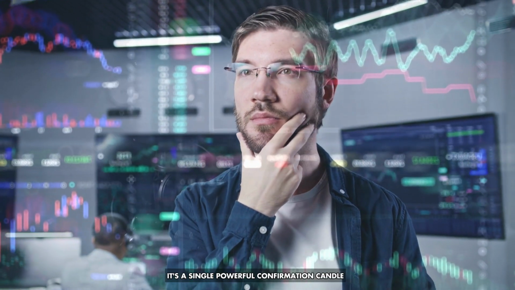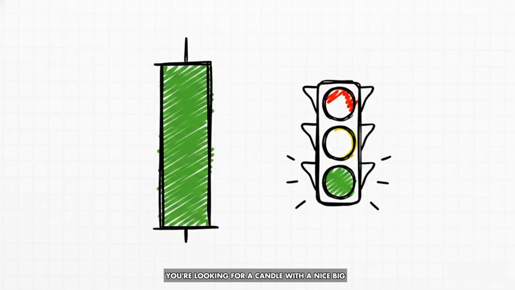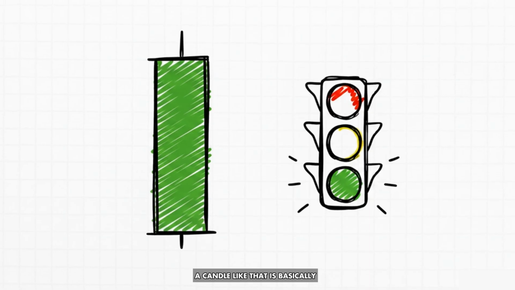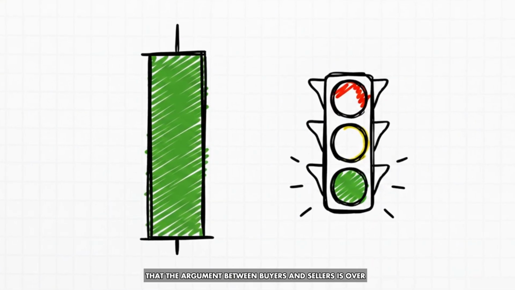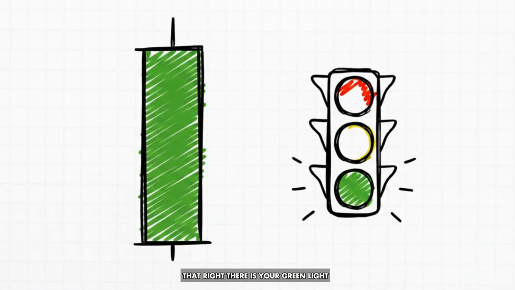More often than not, it's a single powerful confirmation candle. You're looking for a candle with a nice, big, solid body and tiny little wicks. A candle like that is basically shouting at you that the argument between buyers and sellers is over, and one side has clearly won. That, right there, is your green light.